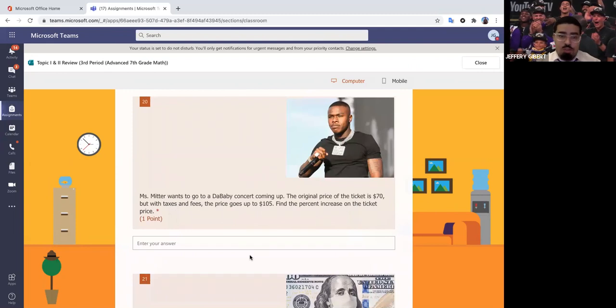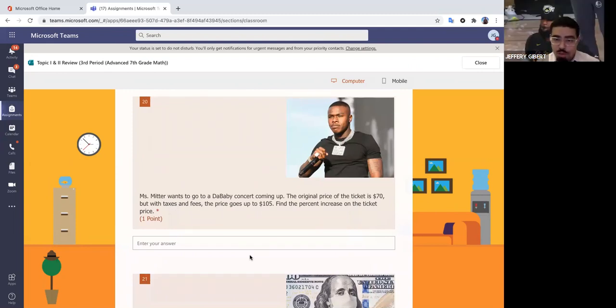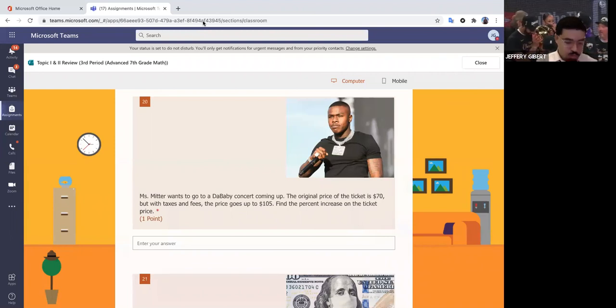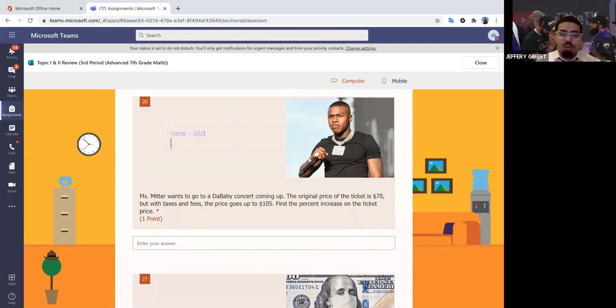Two questions left. All right, Miss Mitter wants to go to the Baby concert coming up. The original price of the ticket is $70, but with taxes and fees, the price goes up to $105. Find the percent increase on the ticket. All right. So on that, you do new minus old divided by old.